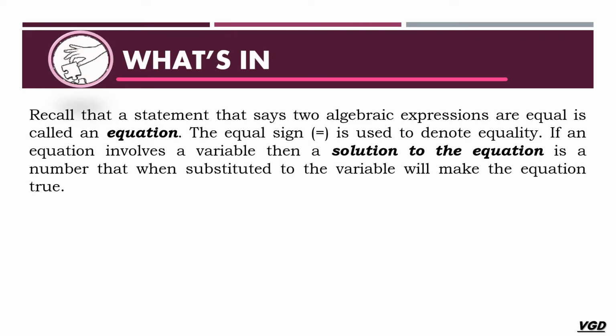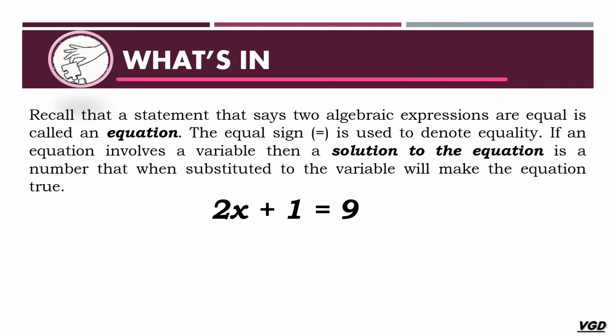What's in? Recall that a statement that says two algebraic expressions are equal is called an equation. The equal sign is used to denote equality. If an equation involves a variable, then a solution to the equation is a number that when substituted to the variable will make the equation true. When you were in grade 7, you learned about linear equations in one variable, such as 2x + 1 = 9.